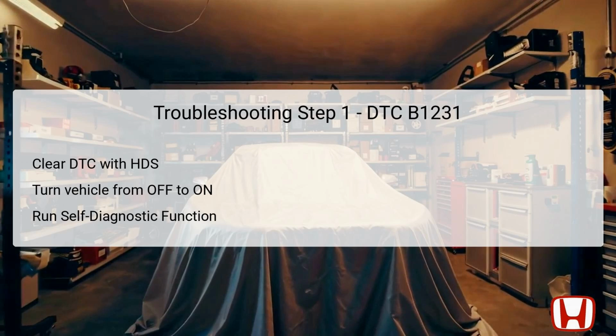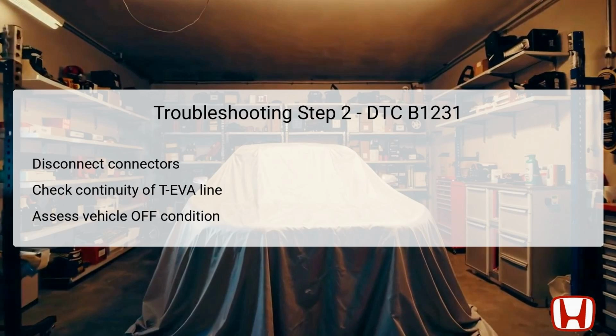Following this, it is necessary to perform the self-diagnostic function using the HDS, or the climate control unit itself. This self-test evaluates the various functions of the climate control system and identifies persistent issues. If DTC B1231 reappears after this procedure, it confirms that the failure is recurring. If not, this may indicate an intermittent problem, prompting further investigation into underlying wiring or connections.